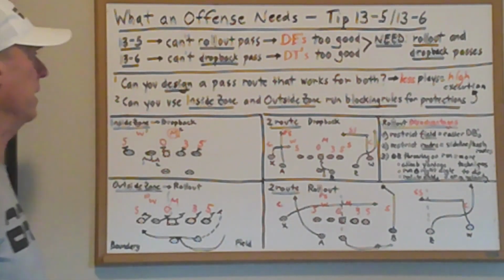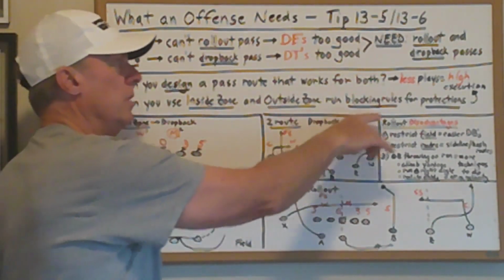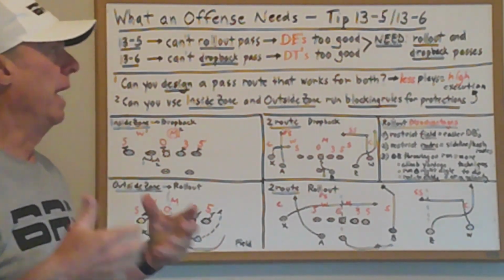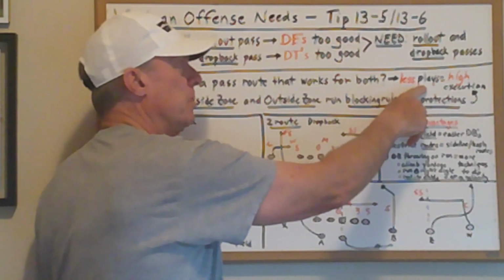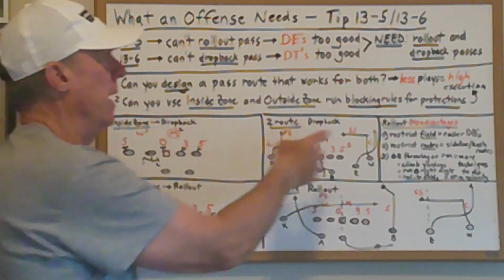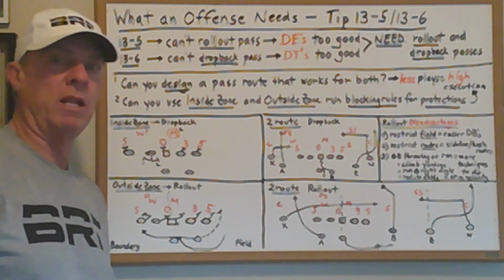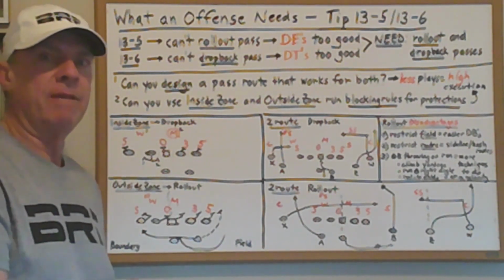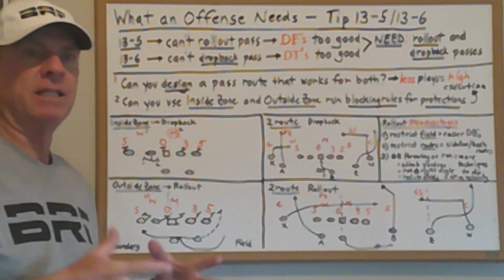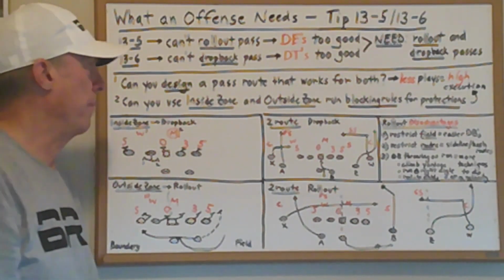The second thing we want to do is, can we use inside and outside zone blocking rules for protections? If we can do that, then we don't have to teach a whole other set of progressions. And now for the offensive linemen, we have fewer protections or fewer rules for them to use for protections for rollout and drop back passes. And we can get that higher execution in the offensive line as well as we're getting for the receivers and even for the quarterback, because he's not learning a whole new set of pass route concepts. He can take the same concepts and understand how they fit into drop back and roll out passes.